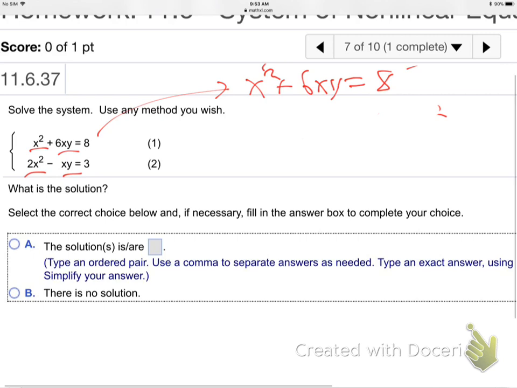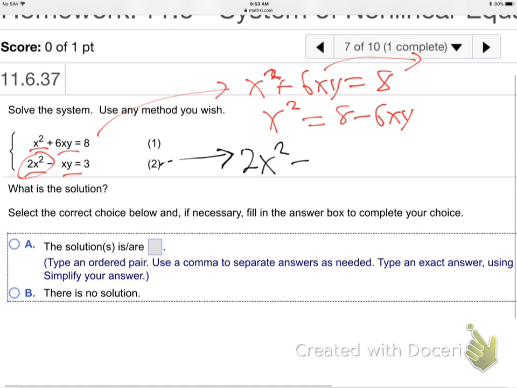So what could I do? Just get x squared alone, because there's an x squared in the other equation, right? And I could just plug in for x squared. So just jump this guy over there. Get x squared equal 8 minus 6xy. And then just plug in for x squared in the second equation. Take this and put it in right there for x squared. Is that good? And then you'll be able to solve for xy and then plug that back in and get all the answers. You guys all get that?